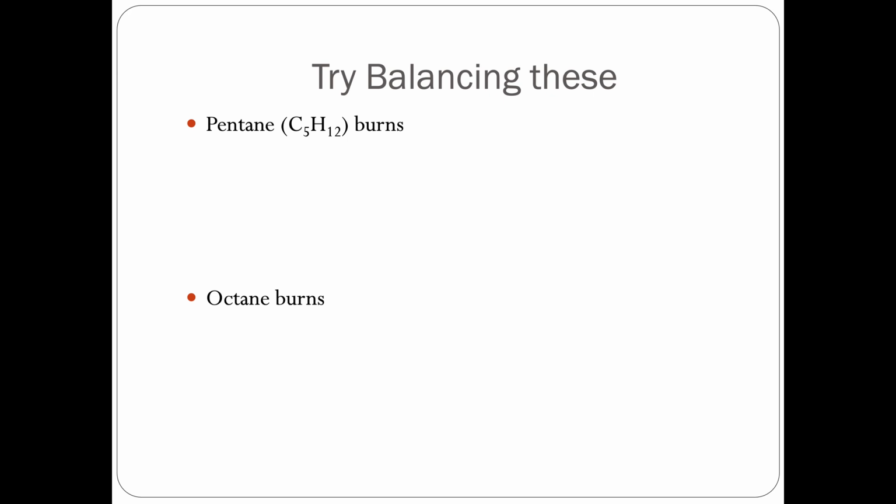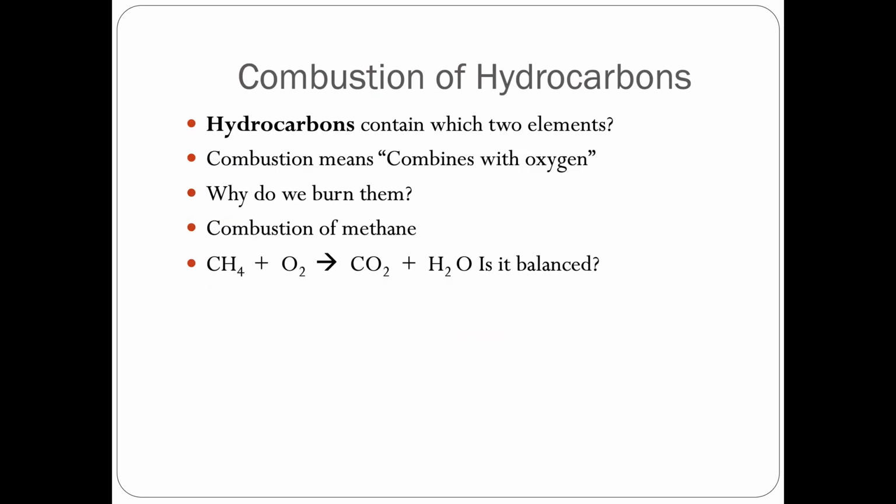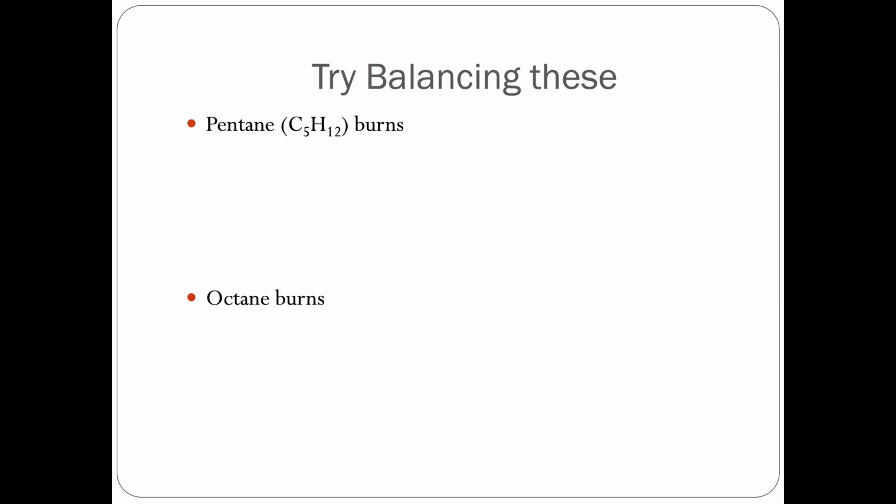So try balancing these, and this is how I'm going to present them to you. So burning means plus oxygen at any time. But anytime you burn a hydrocarbon, you're going to get carbon dioxide and water vapor. You do need to memorize that. So that's going to be C5H12 plus O2 makes CO2 and H2O. So give yourself a couple minutes to try to balance these. Octane was on the previous slide, so you can look it up. Okay, hit pause.